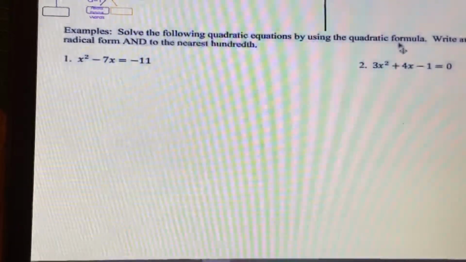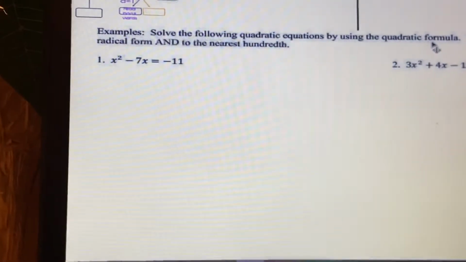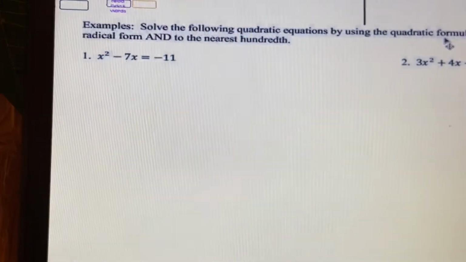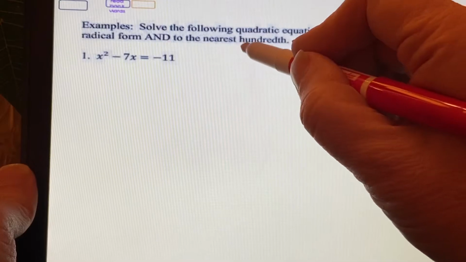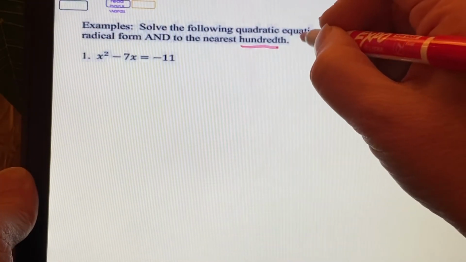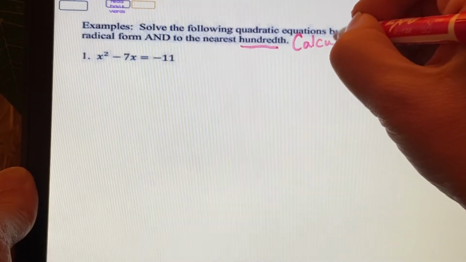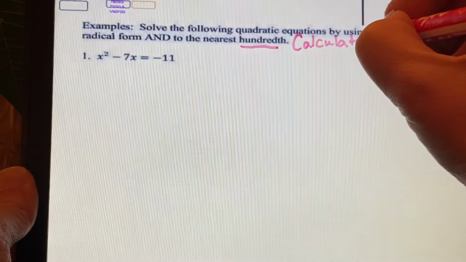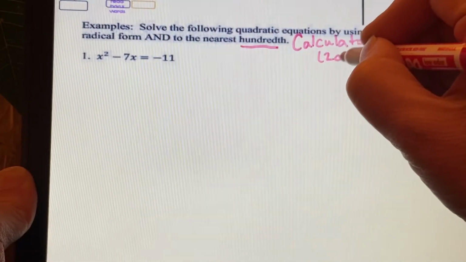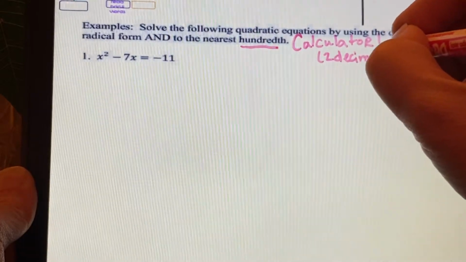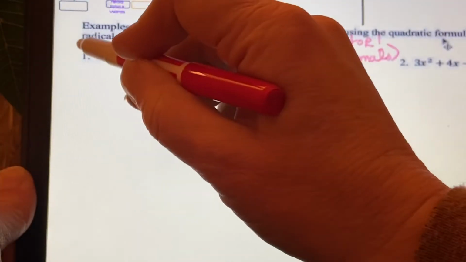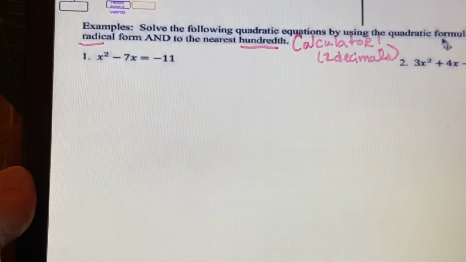All right, example. Solve the following quadratic equations by using quadratic formula. Write answers in simplest radical form and to the nearest hundredth. So remember, when it says to the nearest hundredth or thousandth or billionth place, that would be terrible. You have to use your calculator. And hundredth place means 2 decimal places. And write in simplest radical form means that we're going to use our perfect squares list.